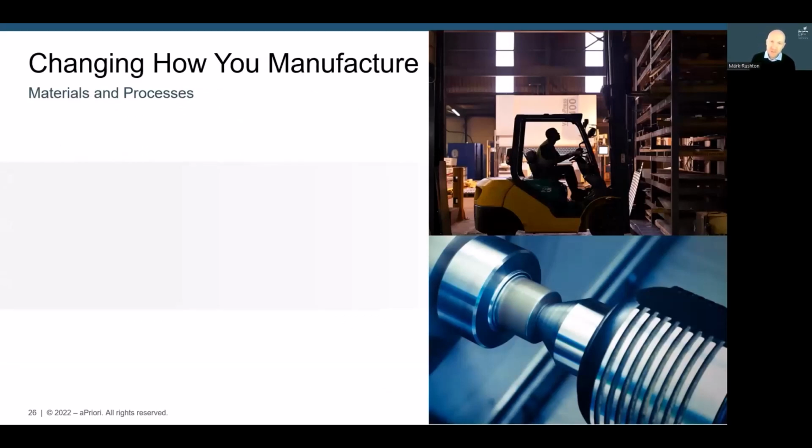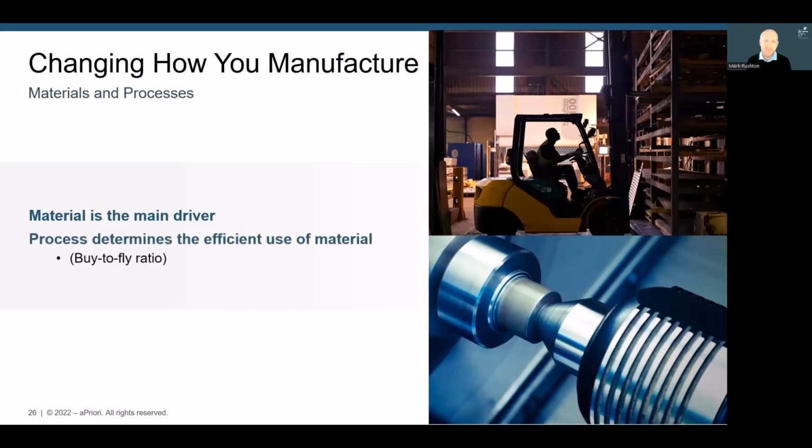So then we take the next step forward, which is changing how we manufacture. So we're looking at materials and processes. Well, material really is the biggest driver, but that does go hand in hand with the manufacturing process. If there is a lot of material wasted, it's essentially lost carbon. So we're not going to get the benefit if we are using a particularly wasteful manufacturing process. The material utilization really does play a big part, which is what aerospace calls the buy-to-fly ratio.